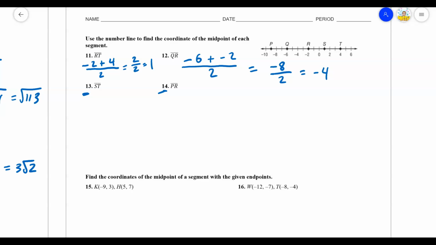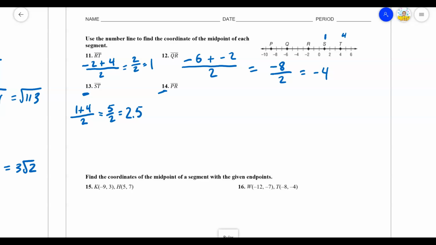Okay, so in number 13, we want to find the distance from S to T. Well, S lives at 1, T is at 4. Okay, so we're going to take 1 plus 4, and we will divide by 2. So this is 5 divided by 2, and this time we get a decimal, 2.5. And that's okay. We can have decimals.